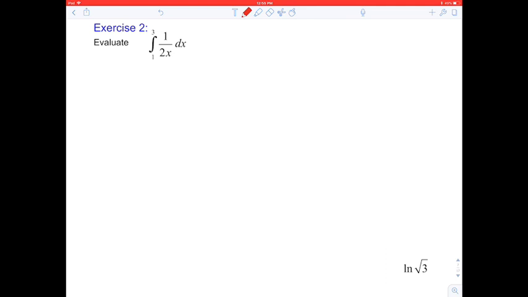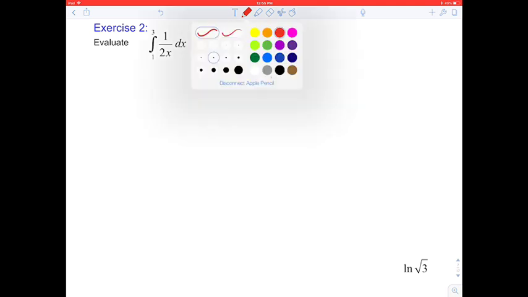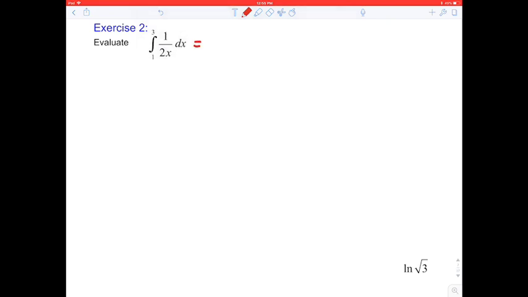Exercise number 2. Evaluate the integral of 1 over 2x dx from 1 to 3. This is almost the same. What I would like to show you is that we can take the constant 1/2 and put it outside the integral, because if the expression is not related to x, we can simply put it outside. Now it's almost the same as exercise 1. The integral of 1 over x is ln of x from 1 to 3.